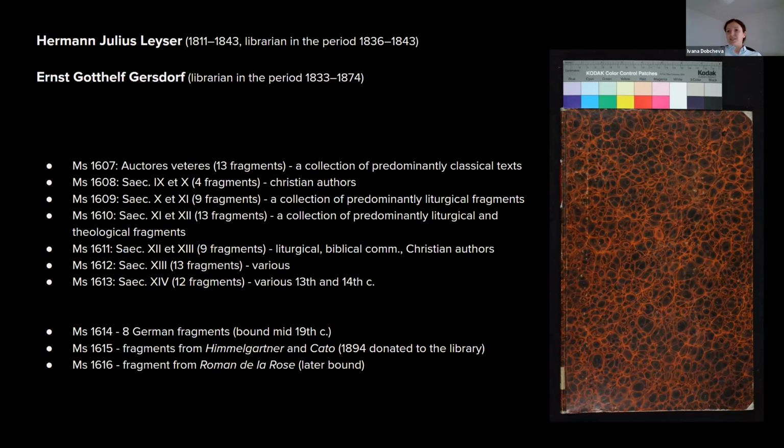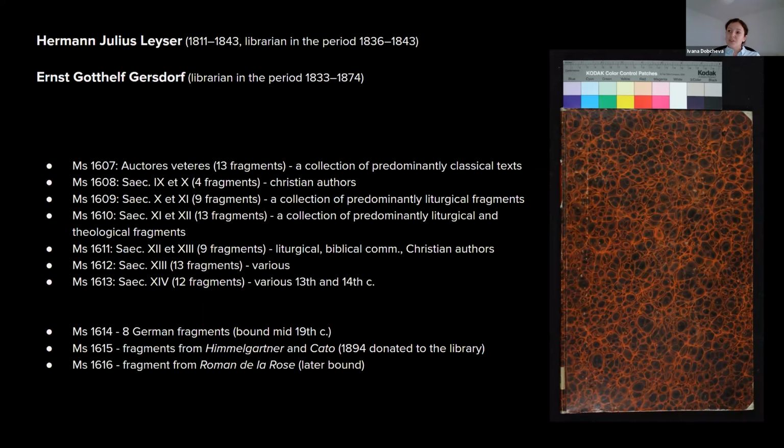So after the early death of Leiser, it was up to Ernst Gotthelf Gerstorff, the librarian who was also librarian during Leiser's time, to continue his work. And it is actually Gerstorff, probably upon his orders, that these seven fragment volumes were made. There are three later ones, which, as you can see, were bound a bit later on.